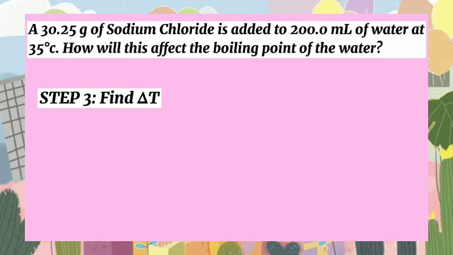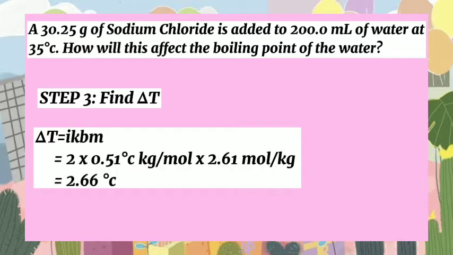The last step, step 3, is finding delta T. Delta T equals i, the van 't Hoff factor, times the molar boiling point elevation constant in degrees Celsius kilogram per mole, times the molality of the compound. That is equal to 2.66 degrees Celsius. Therefore, adding 30.25 grams of sodium chloride to 200 ml of water will raise the boiling point by 2.66 degrees Celsius.